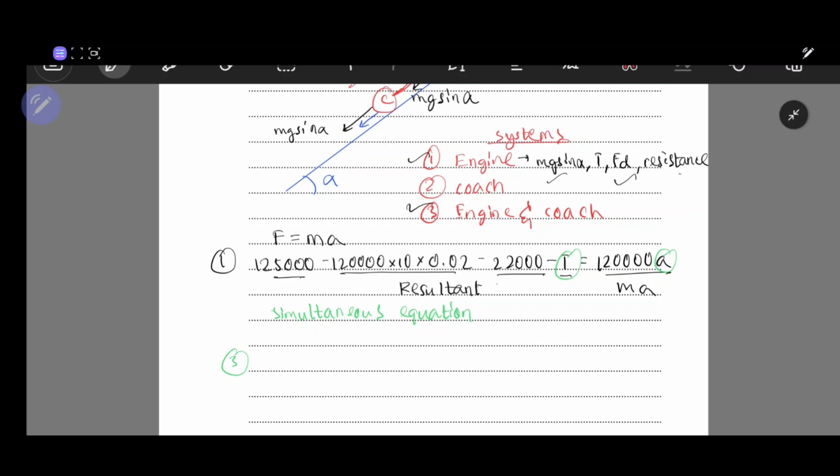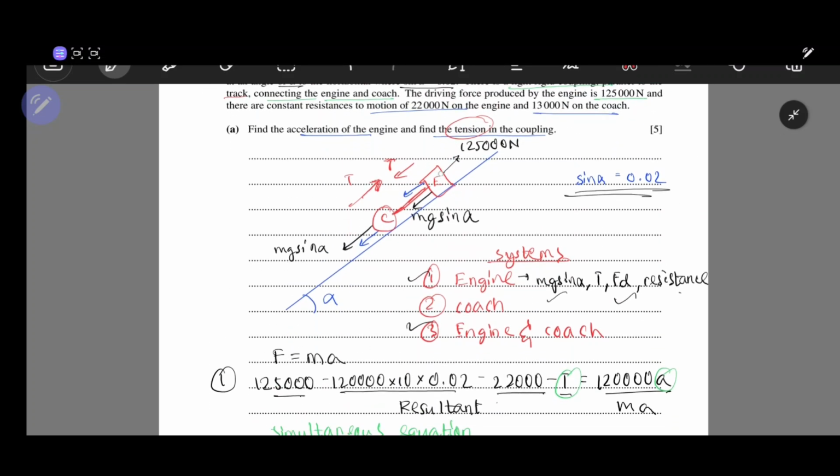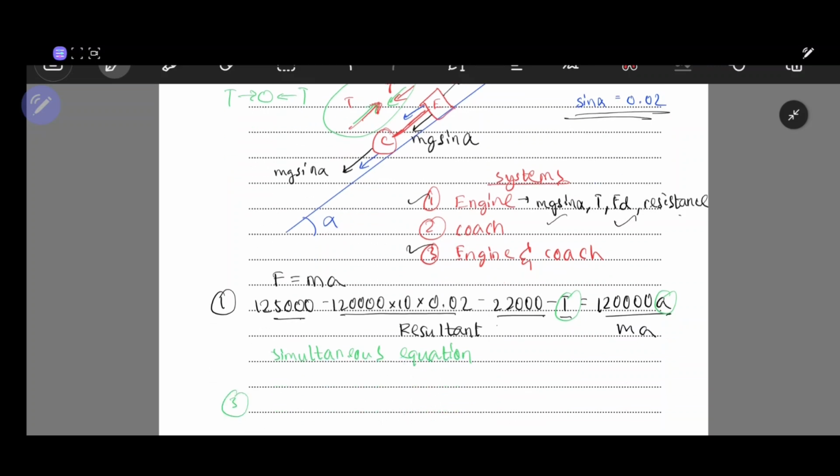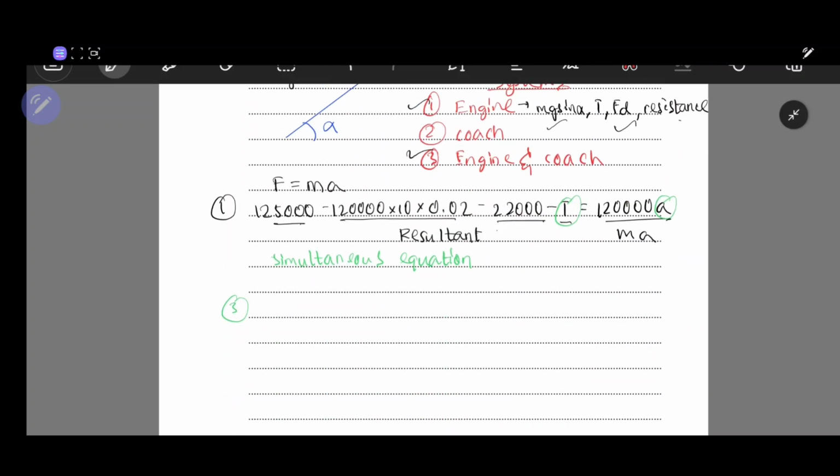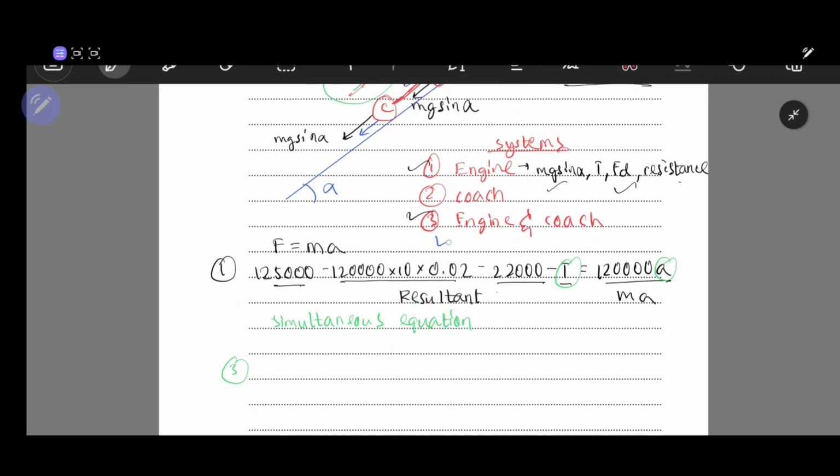The reason for system 3 is because if we consider the coach and engine as one, we'll notice that the tension cancels out because one is forwards and the other one is backwards. So overall, the forwards and backwards cancel out, so we can consider T as 0 for the whole system. In that case, the only forces we need to focus on are the driving force, mg sine alpha, the weight component, and the total resistance. We need to focus only on these three forces.